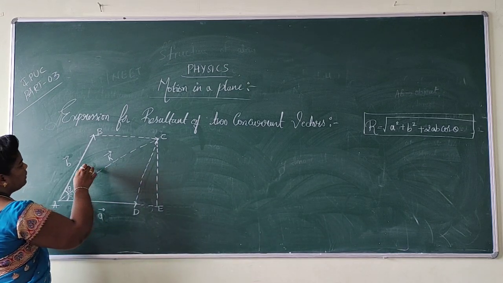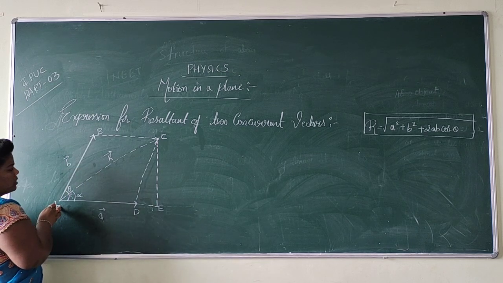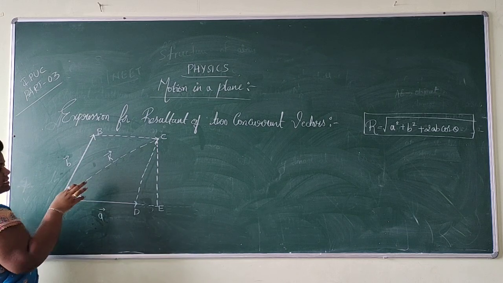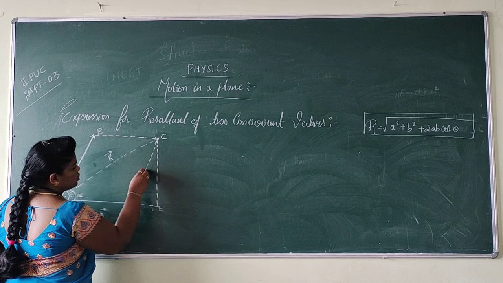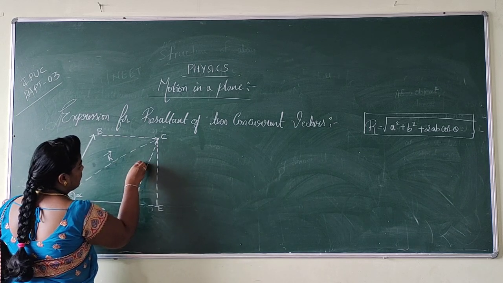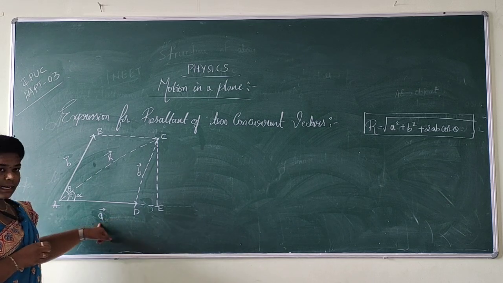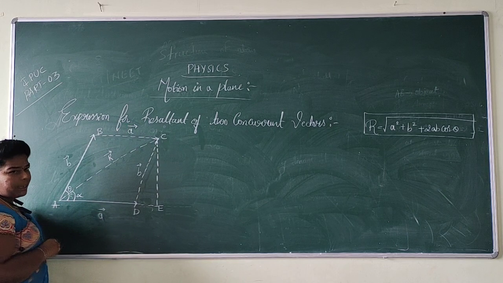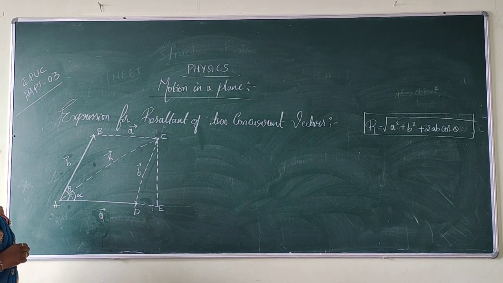Now let us see carefully. If AB is B, then AB is parallel to CD. If AB and CD are both parallel, then if this is vector B, this should also be equal to vector B. Similarly, if AD is vector A, then BC is also vector A, because BC and AD are both parallel to each other.